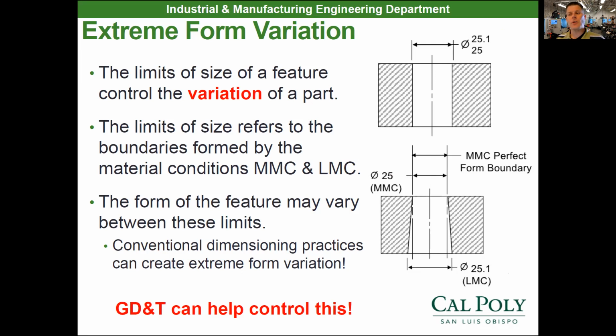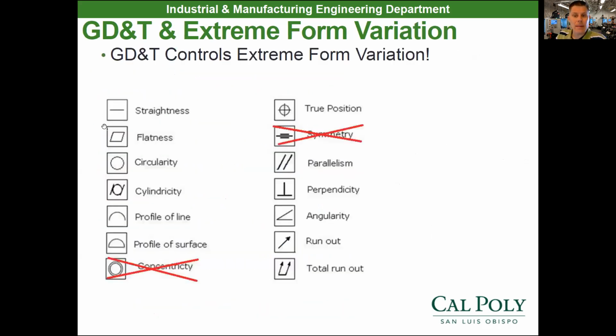So when a feature varies from its limits of size between MMC and LMC, we're getting some extreme form variation on that feature in our part and in our design. So to prevent that, we can add geometric dimensioning and tolerancing controls to our part here.